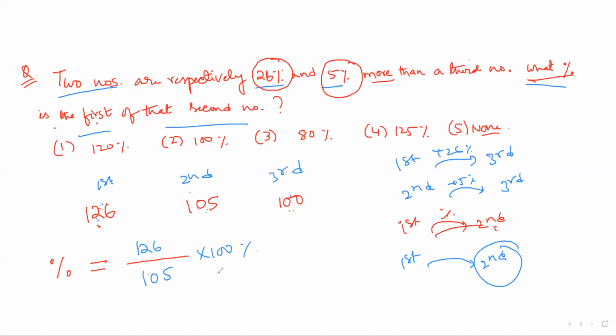120, sir. 120. Sure. Yes. Yeah. Okay. 5 into 20 is 21, right? 21 how many times? 6. Okay. 6 into 20. So 120. So the correct option is 120%.